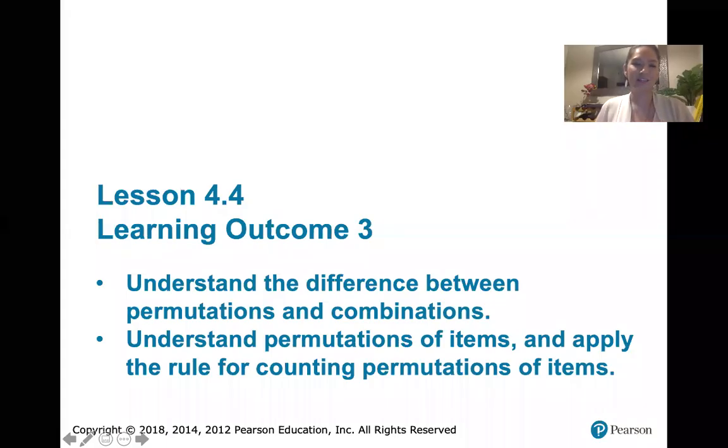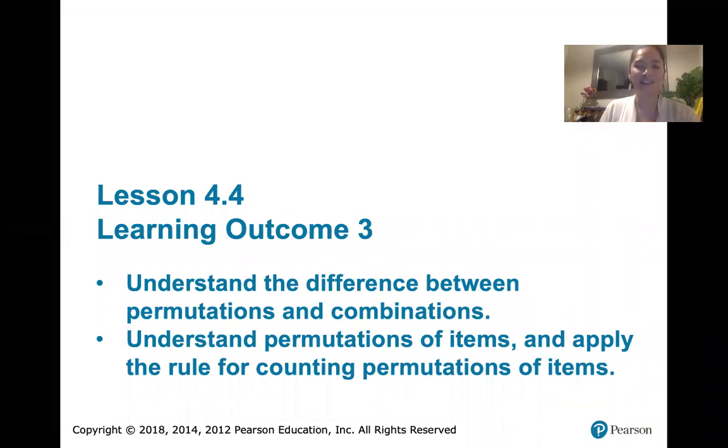In this video, we're discussing learning outcome number 3 for lesson 4.4, which is all about understanding the difference between permutations and combinations. And then we're going to learn the permutation rule for counting permutations, and we'll hopefully understand where that rule comes from.